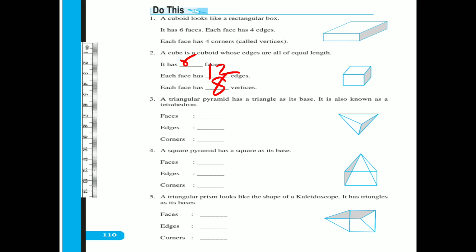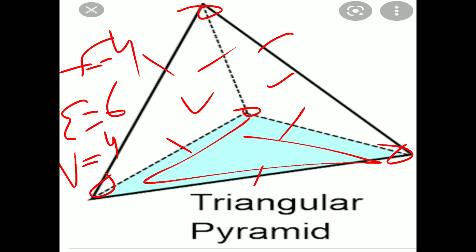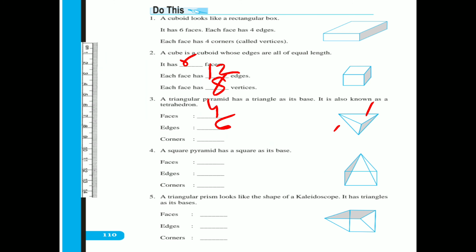Clear? Now, a triangular pyramid has a triangle as its base. I told you that if a pyramid has a triangular base, we call it a tetrahedron. Clear? So how many faces? Triangular pyramid, we are talking about a pyramid. So its base is a triangle. So one is down, one this one, this one, and one back side. So there are 4 faces. How many edges are there? 6. I showed you, see, 6 edges. Then vertices are 4.